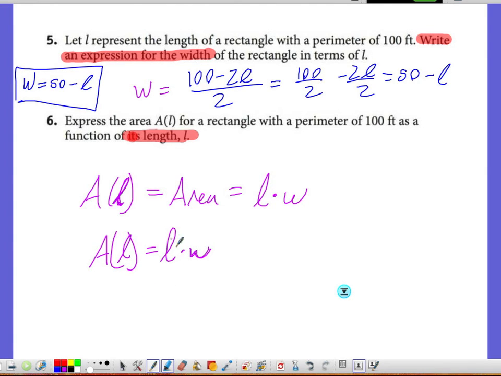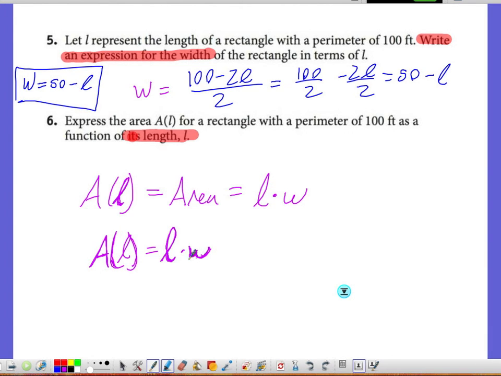Actually, we do have L. Here's my input of L. But this is not acceptable because what is W in this function? First of all, whatever's in parentheses is going to be my independent variable, which is L, and then this capital letter A tells me that's my output, which represents the area. In this function notation, is there a W anywhere here? Nope. So we cannot have a W here.